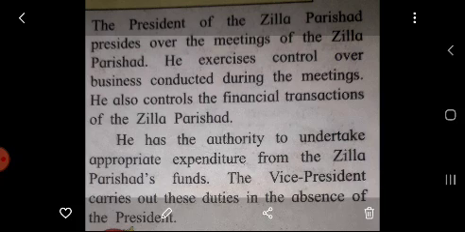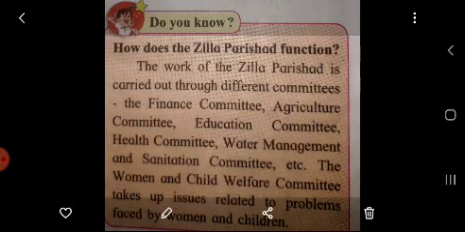The Vice President carries out these duties in the absence of the President. If the President is absent, the Vice President looks after the meeting of the ZPs. How does the Zilla Parishad function? The work of the Zilla Parishad is carried out through different committees.